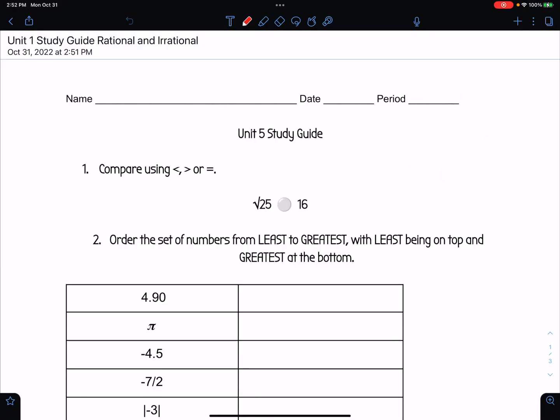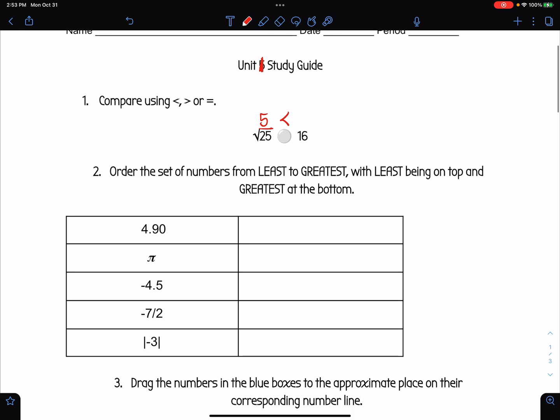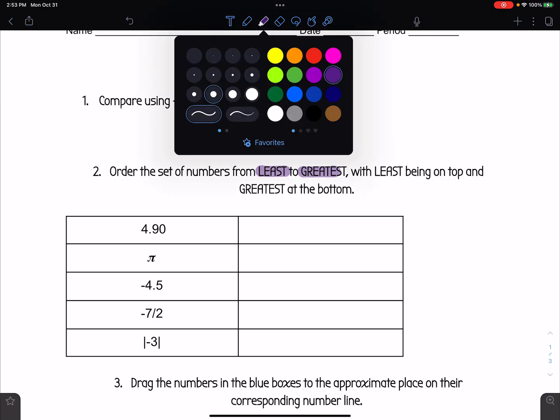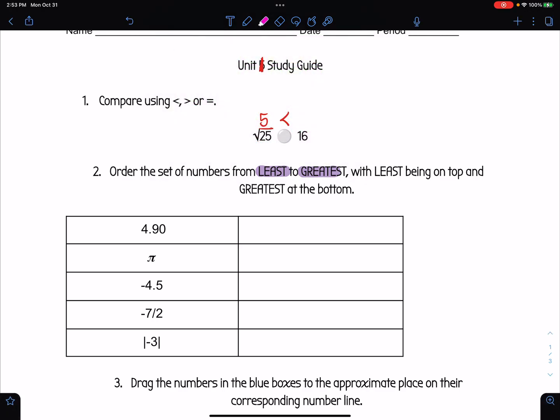Okay, we are doing our study guide for Unit 1. Compare using less than, greater than, or equal to. Well, the square root of 25 is really 5, so therefore 5 is less than 16. This one, the important part to represent and notice is that it's from least to greatest, not greatest to least. That would be where I would make my mistake.